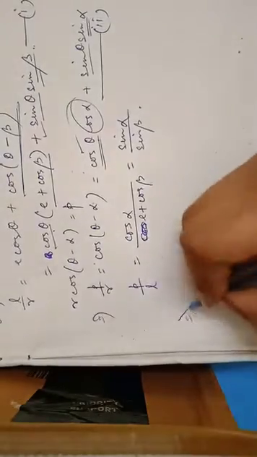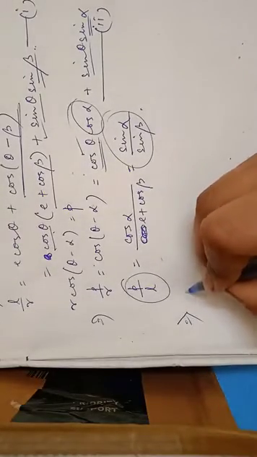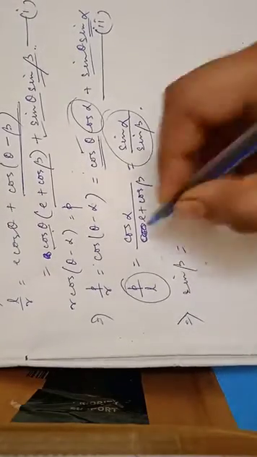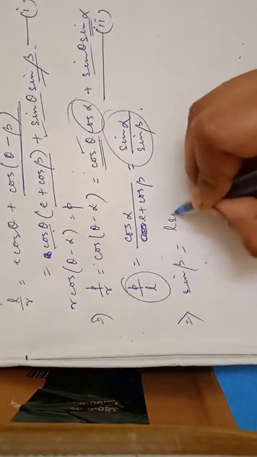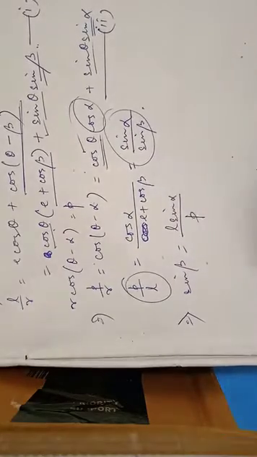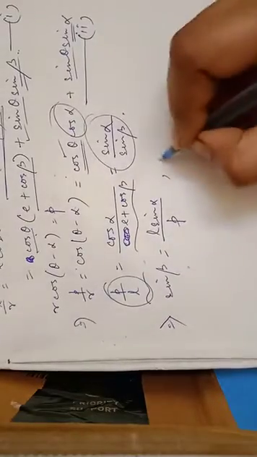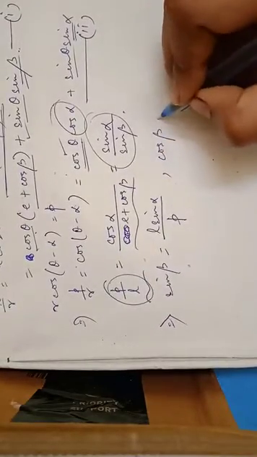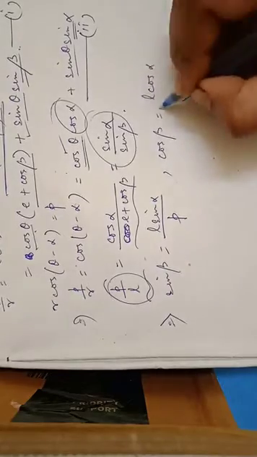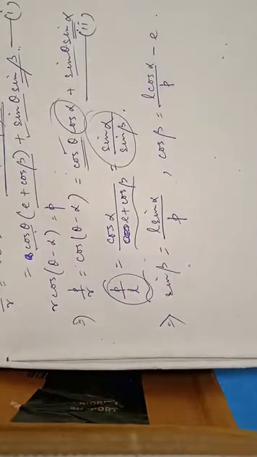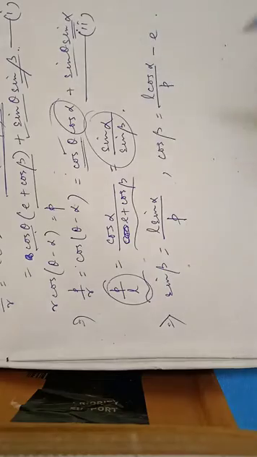Now take this one and this one. From here we can get the value of sin beta. It will be l sin alpha by p. And if you consider this one and this one, we can get the value of cos beta, which will be l cos alpha by p minus e. Just by cross multiplication you will get the result.